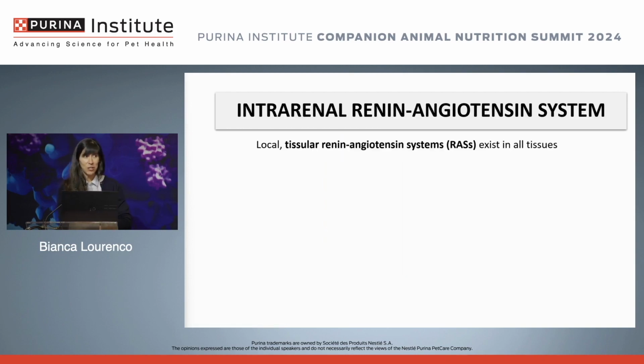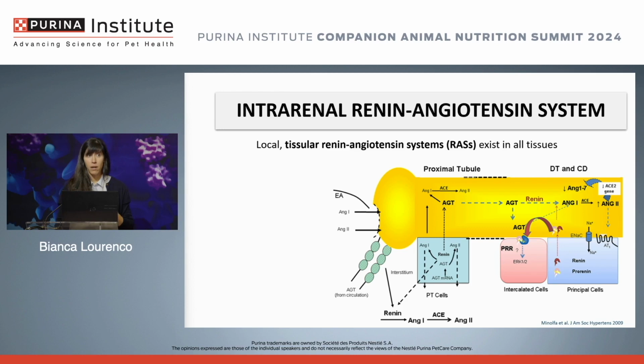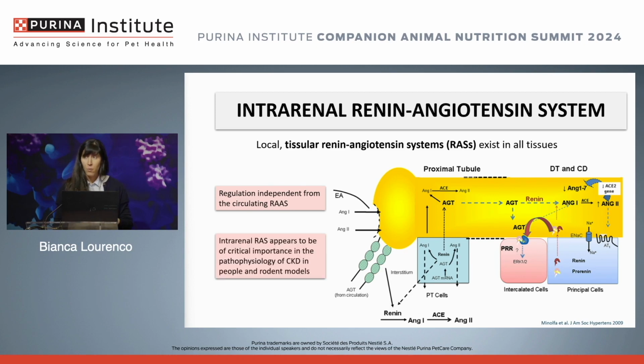Now, in addition to the circulating RAS, we also know that every tissue in the body also expresses their own local or tissular renin-angiotensin system. And that includes the kidney, where the concentrations of angiotensin II are several orders of magnitude higher than those in circulation. What we know about these systems is that the regulation of the local RASs is independent of that of the circulating RAS. We also know from work in both human beings and rodent models that the intrarenal RAS specifically seems to be of critical importance to the pathophysiology of chronic kidney disease and hypertension.